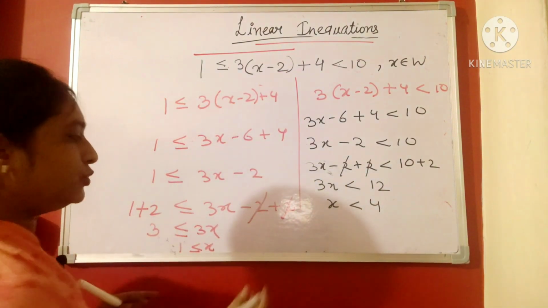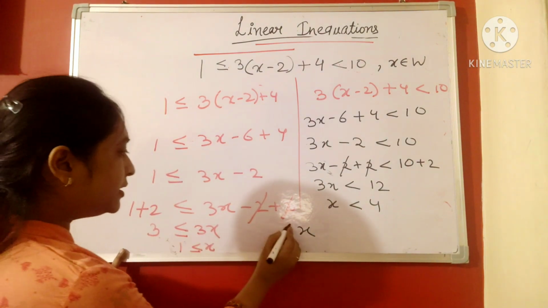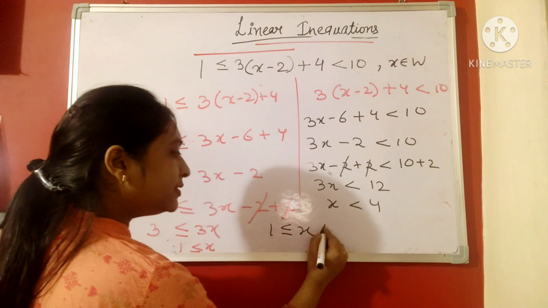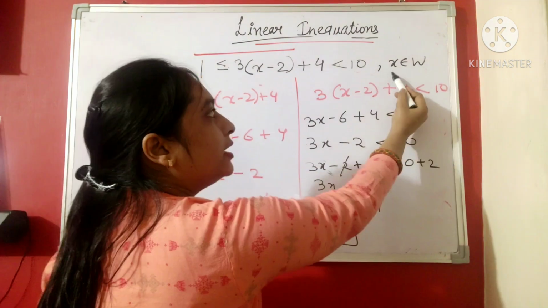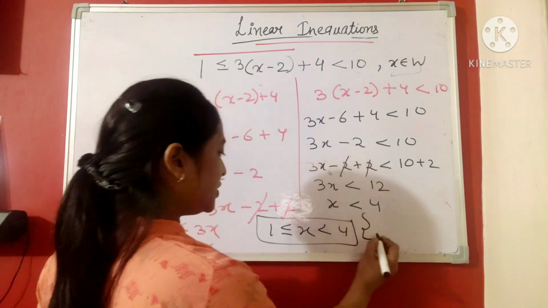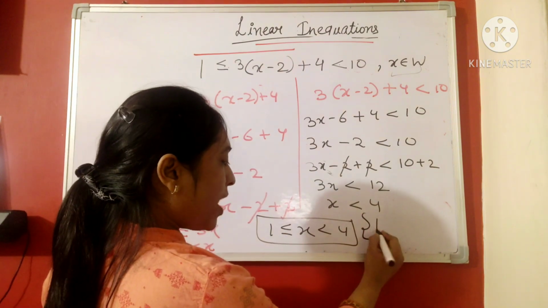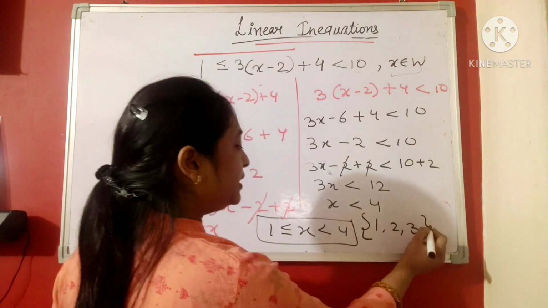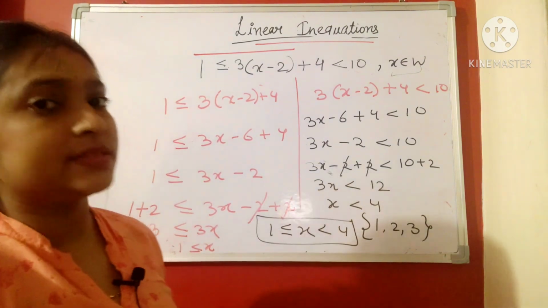Now what you have to do: x is written in both, so write down x one time. Copy this as it is. Copy this as it is. So this is our final answer. Fine. Now our replacement set is whole numbers. So our answer will be x is greater than or equal to 1. So 1, 2, 3 will be the answer. 4 we will not take because the equality sign is missing over here.